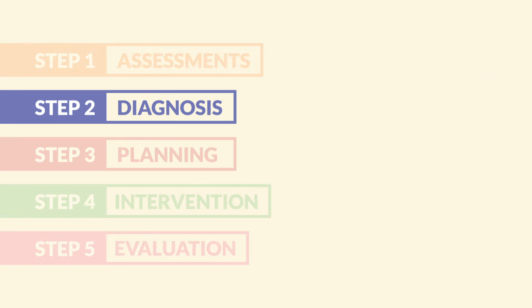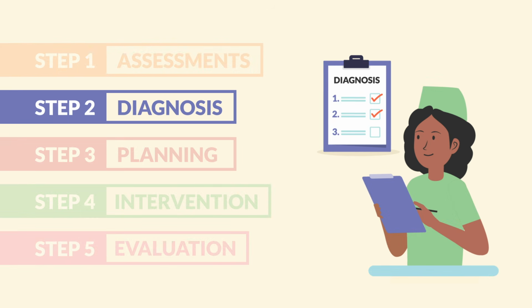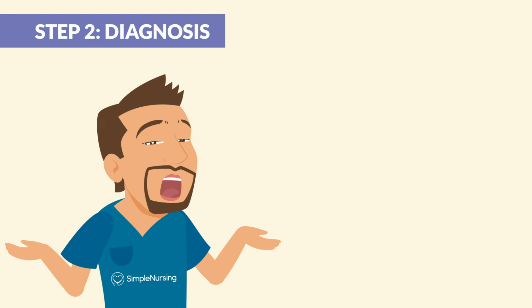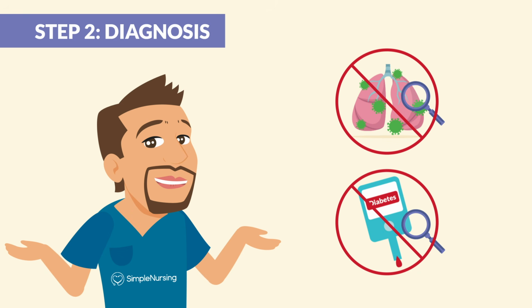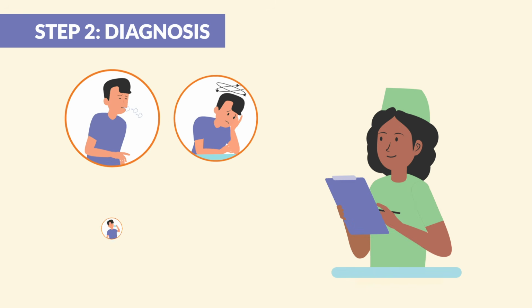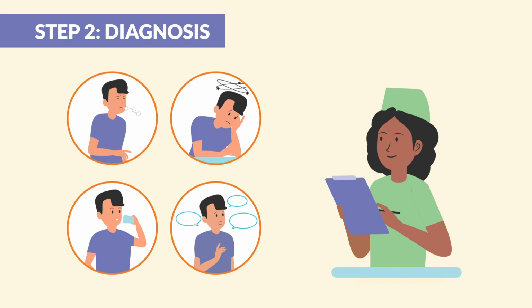Now, step number 2 is all about diagnosis. Nursing diagnosis, not medical diagnosis. Now, as nurses, we're not allowed to diagnose pneumonia or even diabetes. That's for the provider. Rather, we identify how the patient is responding to those conditions. That is our domain and scope of practice.